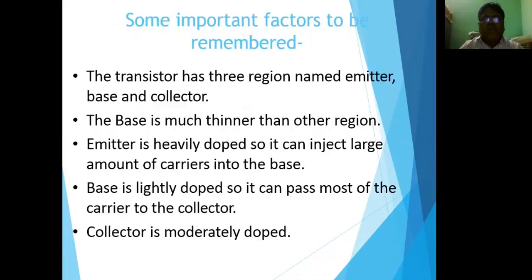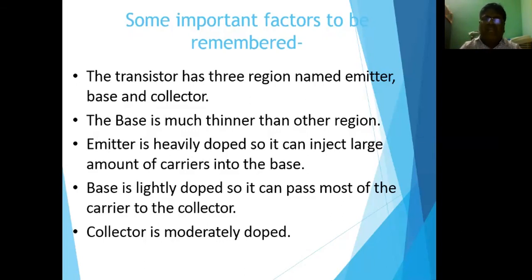Next, some important factors to be remembered. The transistor has three regions named emitter, base, and collector. Please remember, each transistor, either NPN or PNP, consists of three regions: the emitter region, the base region, and the collector region. The base is much thinner than the other regions.